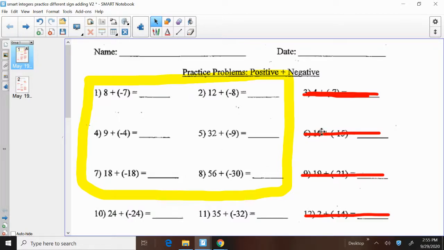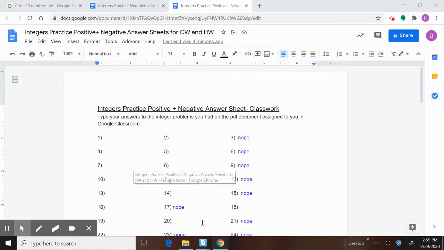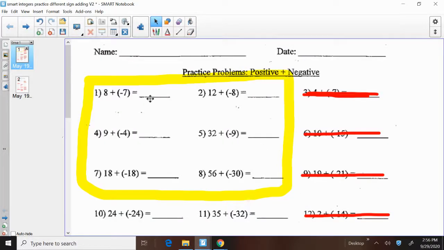You're going to see that some of the problems are crossed out, and you're going to see even on the answer sheet that you're going to be using for your classwork, those same problems have a nope next to them, meaning you don't need to type your answer for those problems because we're not doing them. This is the reason why: these problems are a little bit more involved because the first number is smaller than the second number, so you'd end up with an answer that was negative. We're not really looking at that for this part of the lesson.